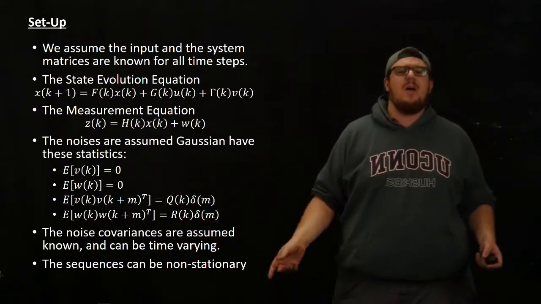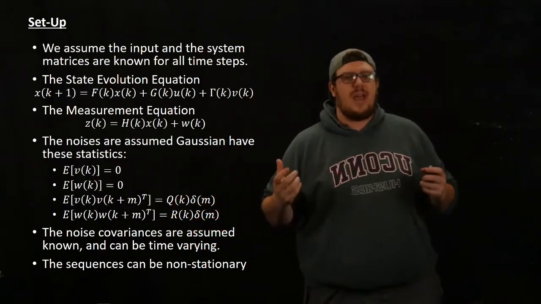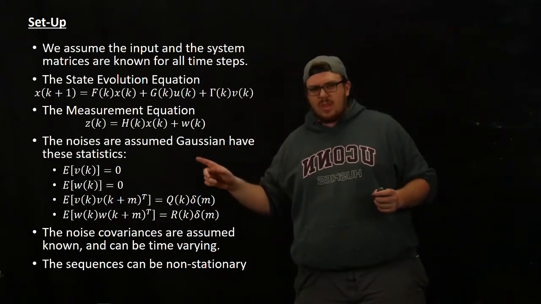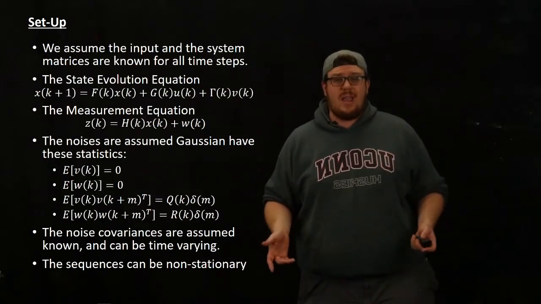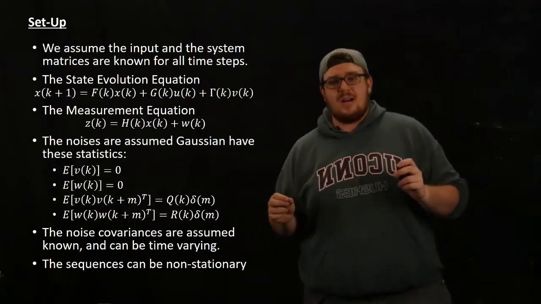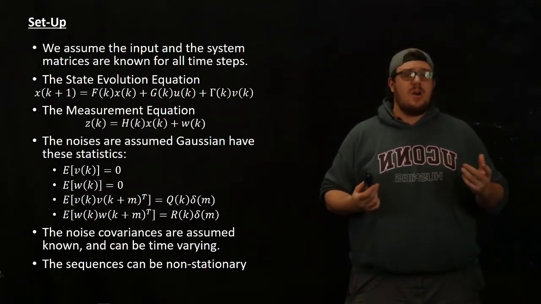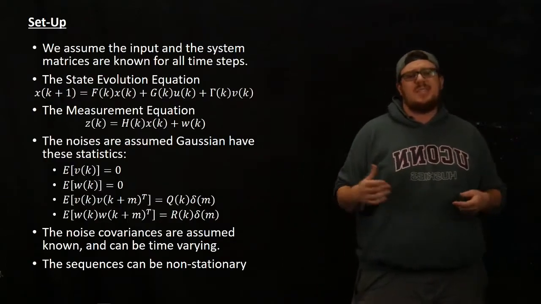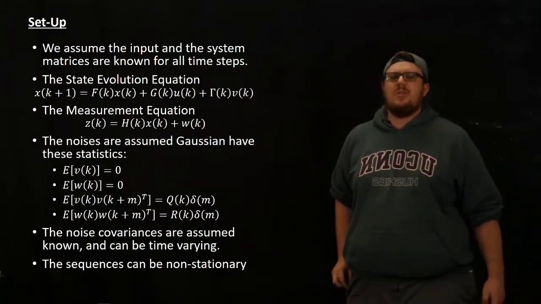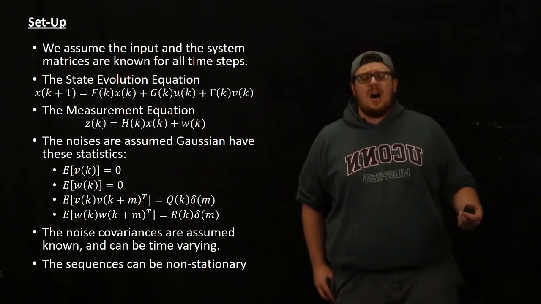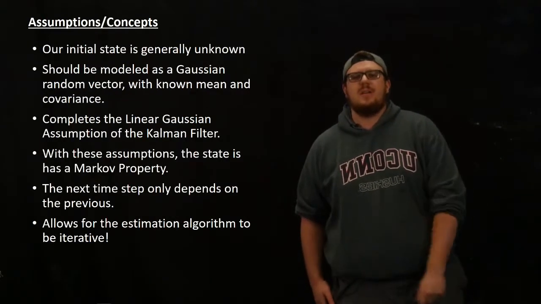They can change in time, but importantly, they have to be white. So there has to be no relation across time between these two. If they're not white, then you don't get what's called a Markov process in these systems. The noise covariances are assumed known and can be time varying, and the sequences can be non-stationary, but most of the time we assume that they are stationary. And if you don't know what I mean by stationary or white, reference a stochastic processes textbook.